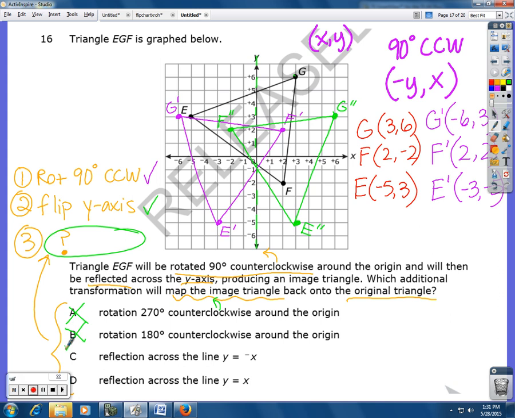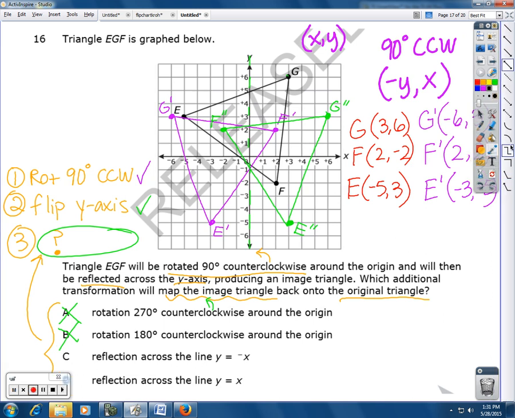The next one is reflection across the line y equals negative x. I'm going to draw that line for you. Y equals negative x would be this line right here. If I were to take G prime right here and reflect it across this line, it would end up somewhere over here. That's not where I want it to be. So it's not going to be that one either.